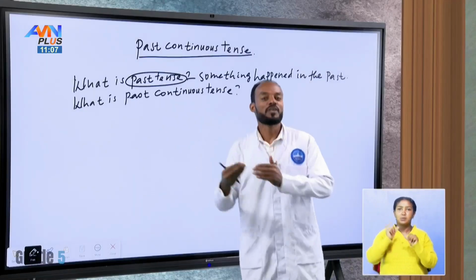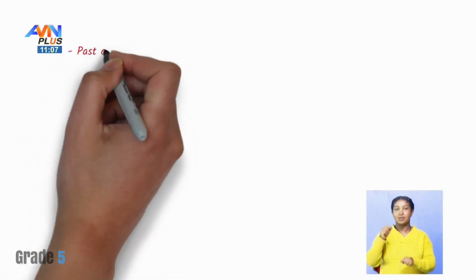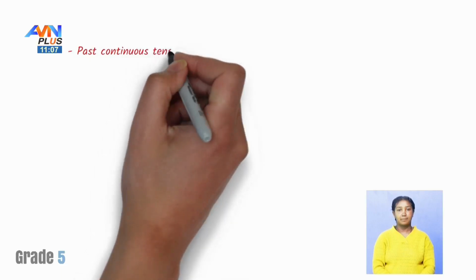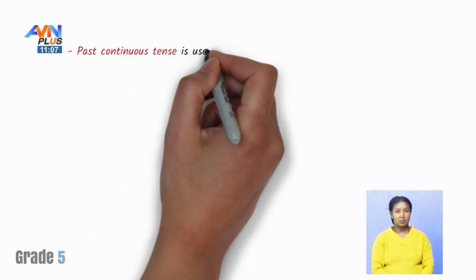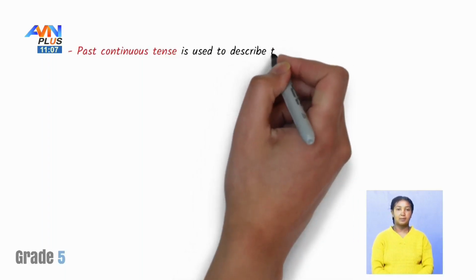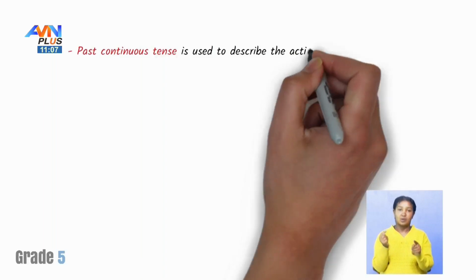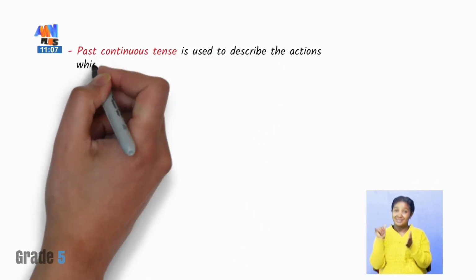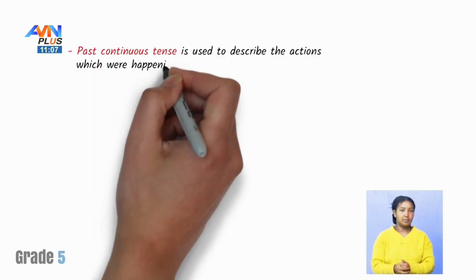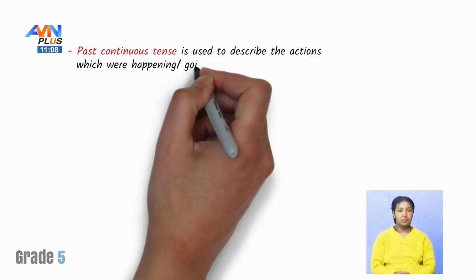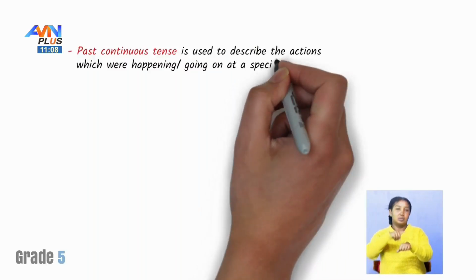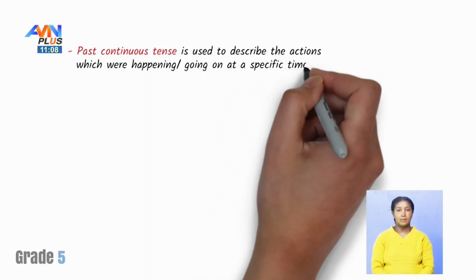So what about past continuous tense? Past continuous tense is used to describe the actions that were happening or going on at a specific time in the past.